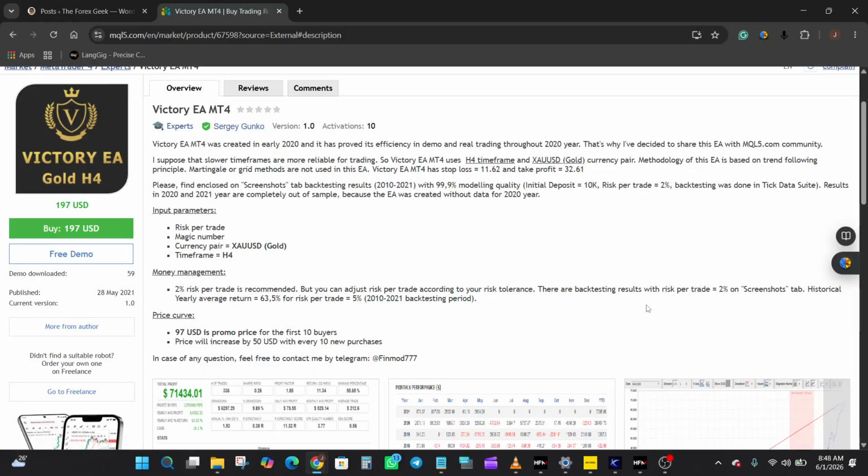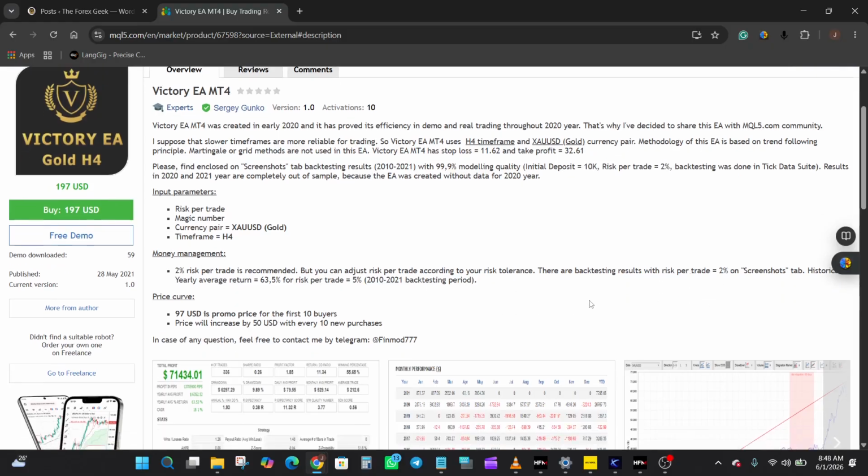All right. Now, the developer also points out that the results from 2020 and 2021 were out of sample because the EA was created without using data from 2020. That's an interesting detail because it provides additional context when evaluating the historical analysis.